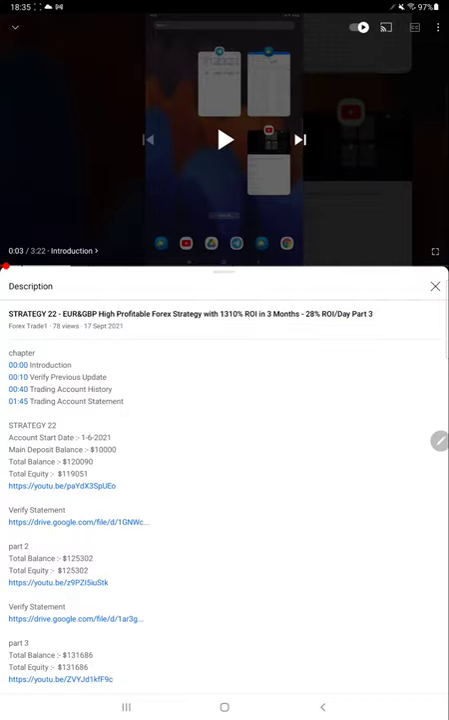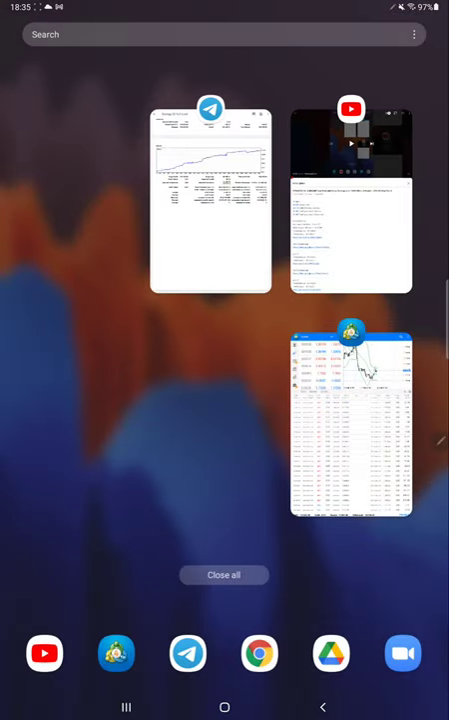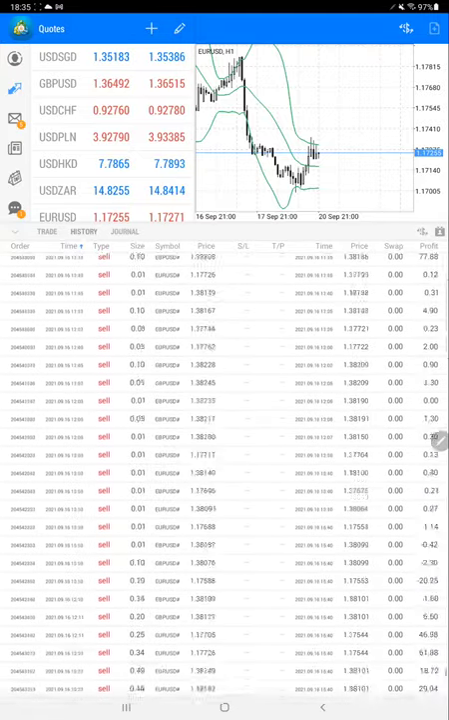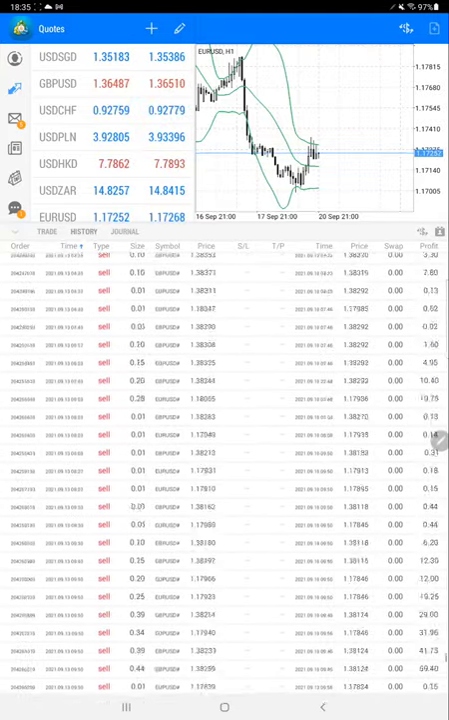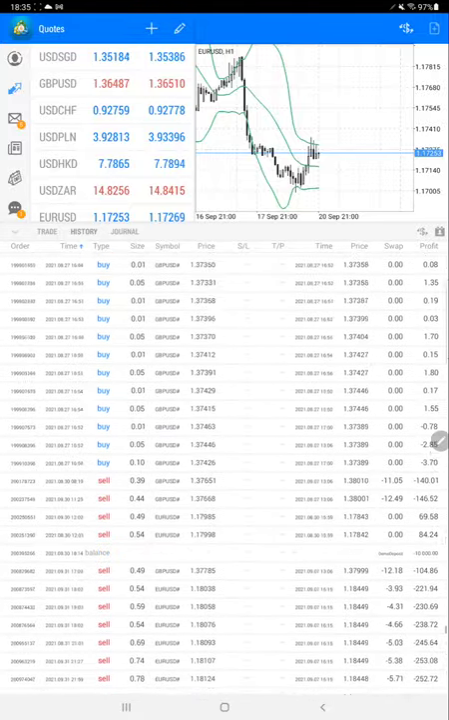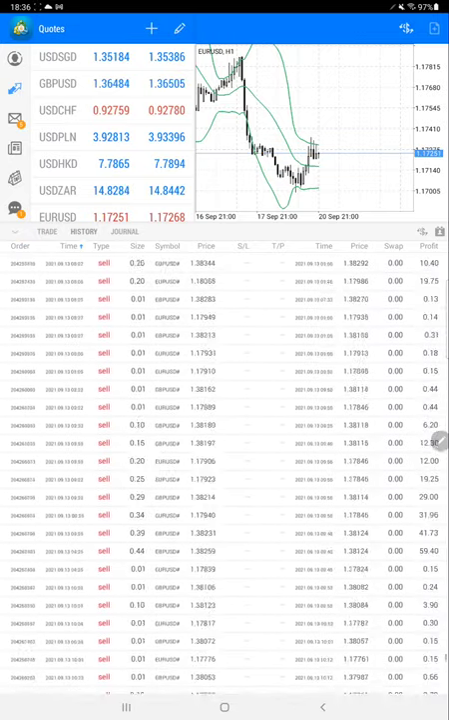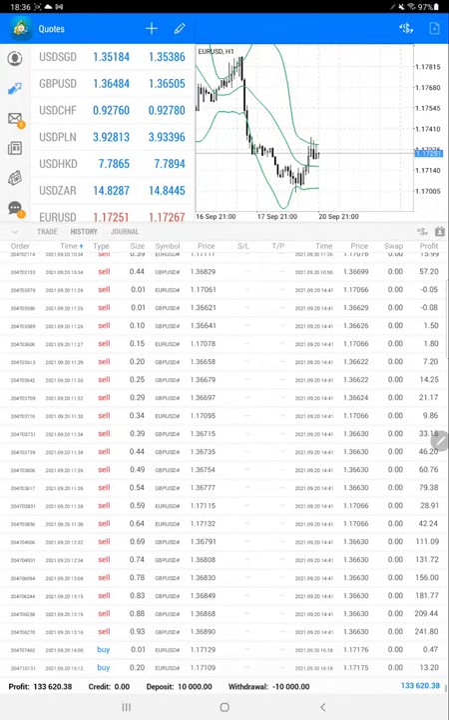And now we are starting from the trading account history for part 4. So here complete trades are available, and the first very important thing, order ID, you can check and verify. The order ID will remain the same for each and every update, so that you can confirm that this is the same account we are consistently updating. And now we will scroll down and see the current profit right now.